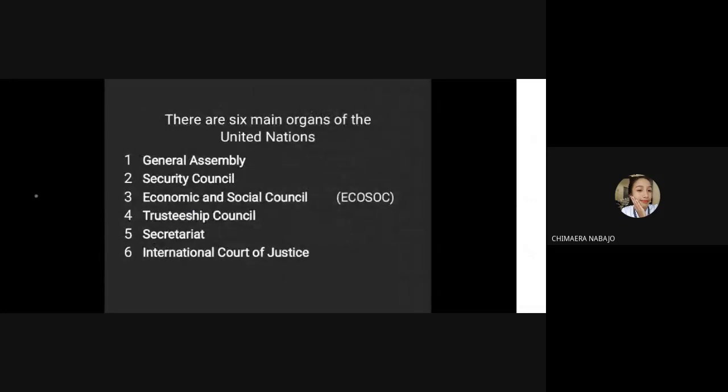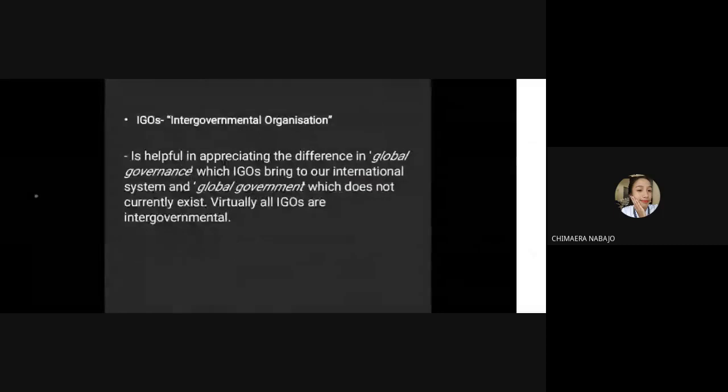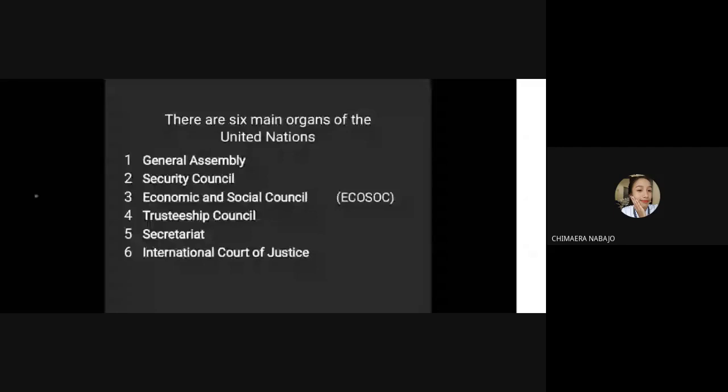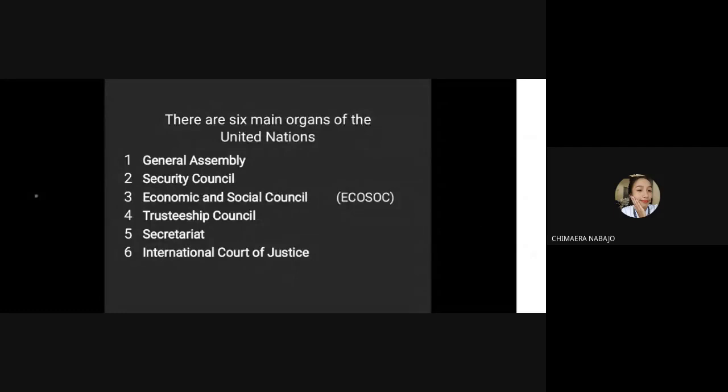This one was supposed to be reported by Nalia, but she could not report, so I will report it myself. There are six main organs of the United Nations: the General Assembly, Security Council, Economic and Social Council, Trusteeship Council, Secretariat, and International Court of Justice. First is the General Assembly, the largest organ of the United Nations. All members of the United Nations are members of the General Assembly. Each state can send up to 5 representatives, but they are not entitled to vote. This ensures that all the member states have equal status.